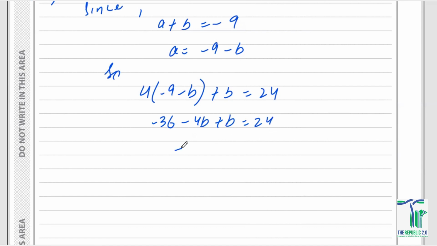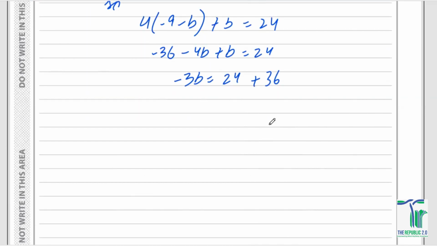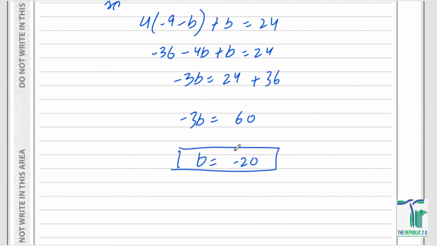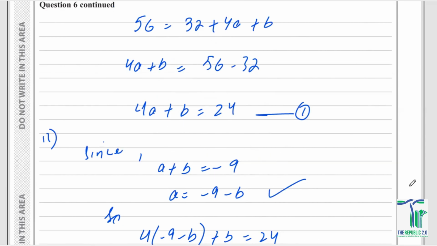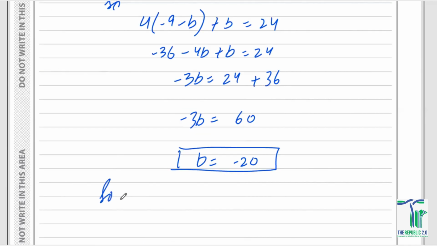And from here onwards, I would have negative 3b is equal to 24 plus 36. And now everybody can see that negative 3b is equal to 24 plus 36, which is 60, and b would be negative 20. And once I've got the value of b, I'm just going to plug that value of b into this equation to get a. So a is going to be negative 9 minus b. So that would eventually come out to be a equals 11, right?